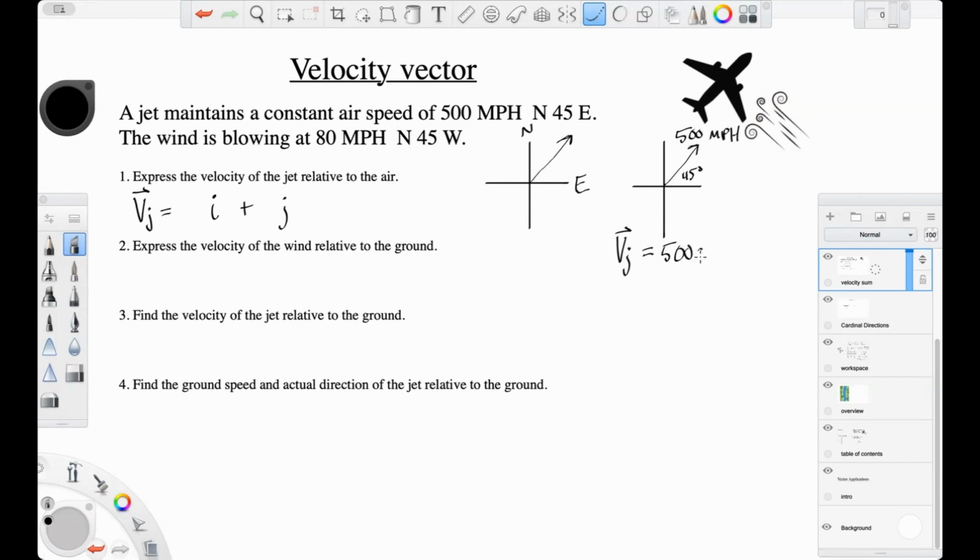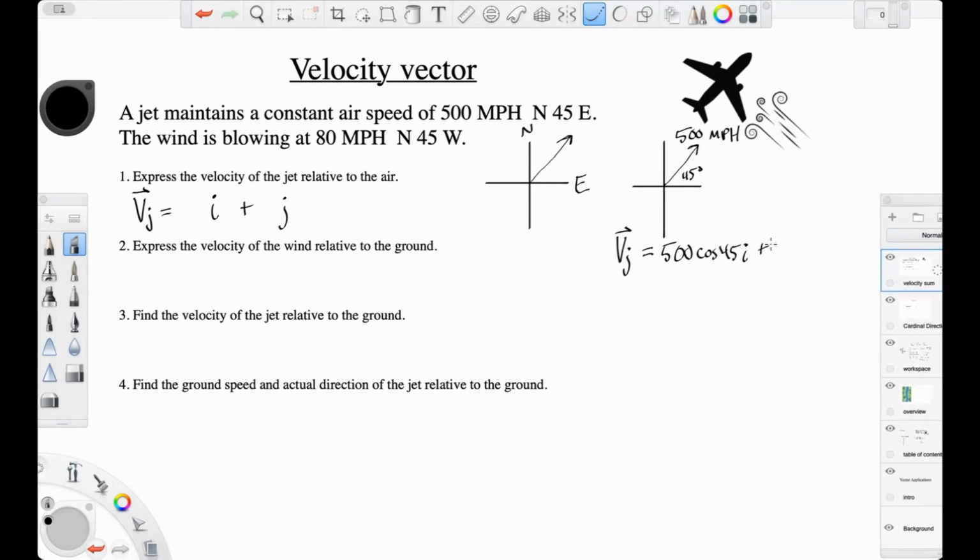So 500 times the cosine of 45 degrees for I, plus 500 times the sine of 45 degrees for J. And then we'll simplify that. So the cosine of 45 degrees and the sine of 45 degrees are both root 2 over 2. So then this becomes 250 root 2 I, plus 250 root 2 J, right? So there's that information there.